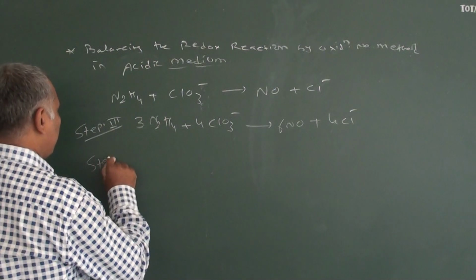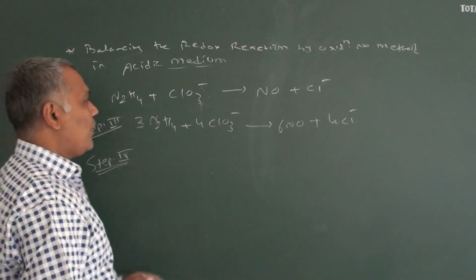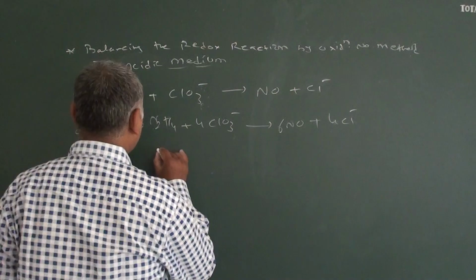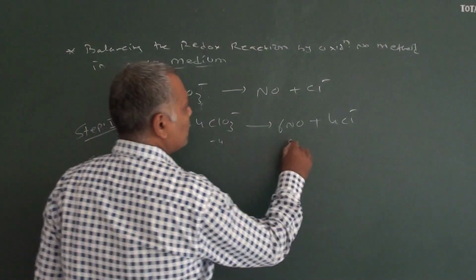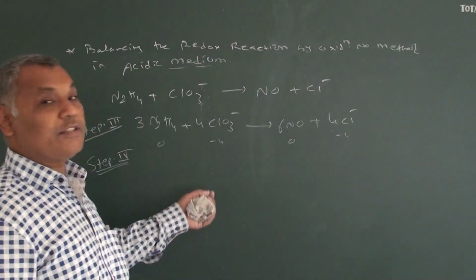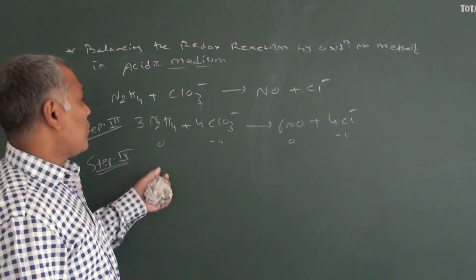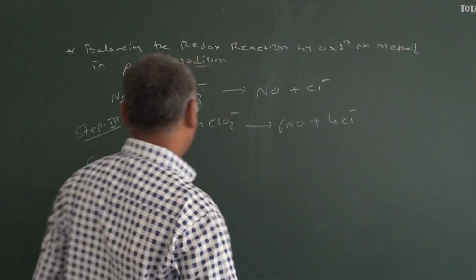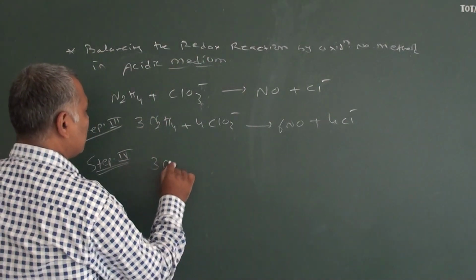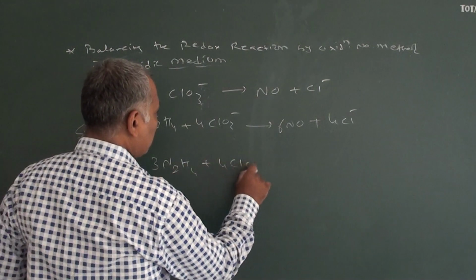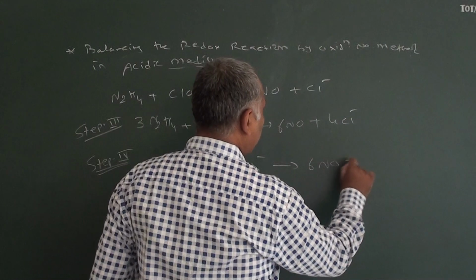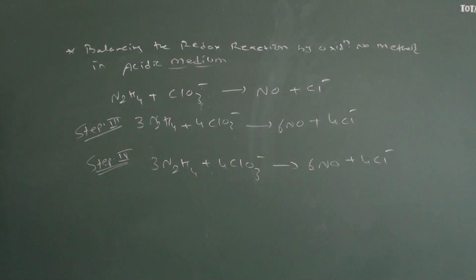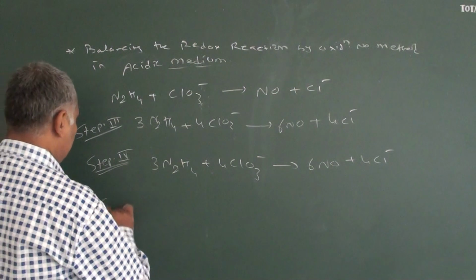Now step 4, I want to go for balancing of charge. So what is the charge over here? 0, minus 4, 0, minus 4. So that shows that the charge is already balanced. Right? So I don't even need H plus for balancing it. In the given reaction, the charge is balanced. So in step number 4 we get the same reaction. Right?